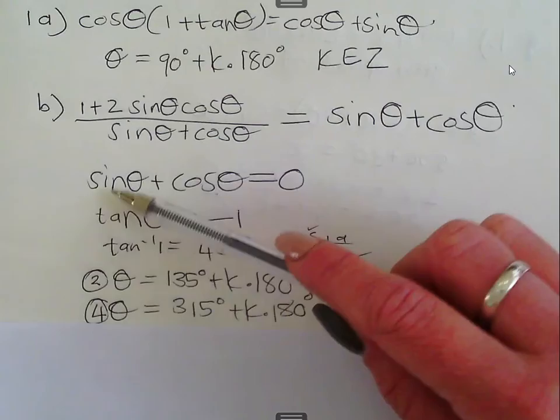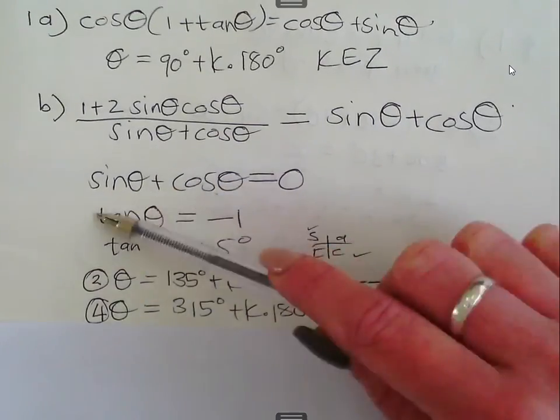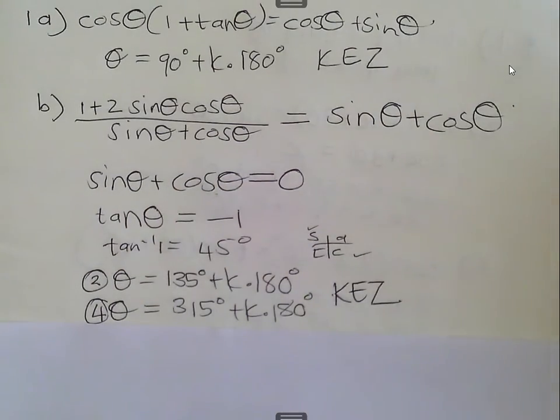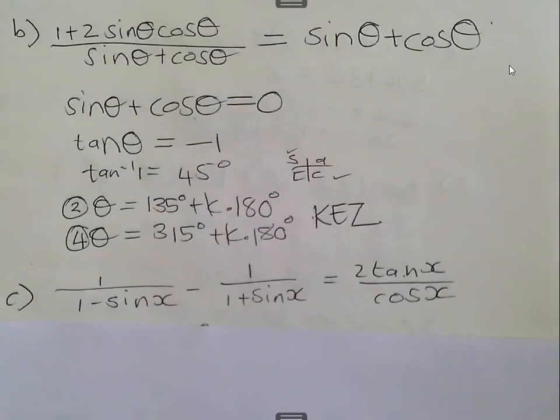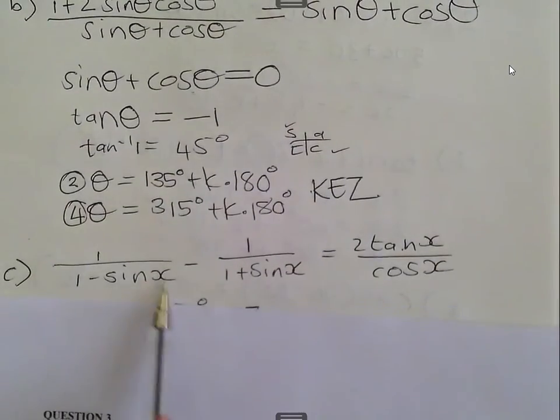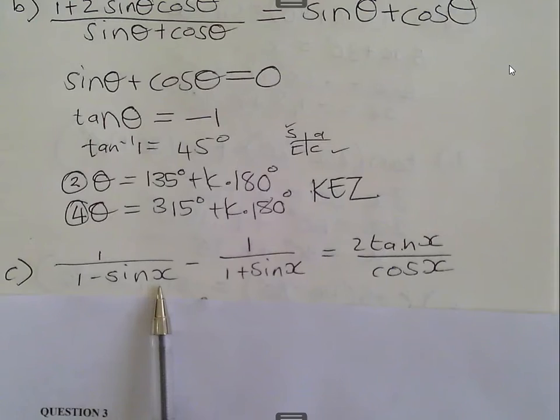I divided with cos here, ne? To get it to be tan theta equal to -1. I will show you C as well. Do you remember this identity when we did prove the identities?